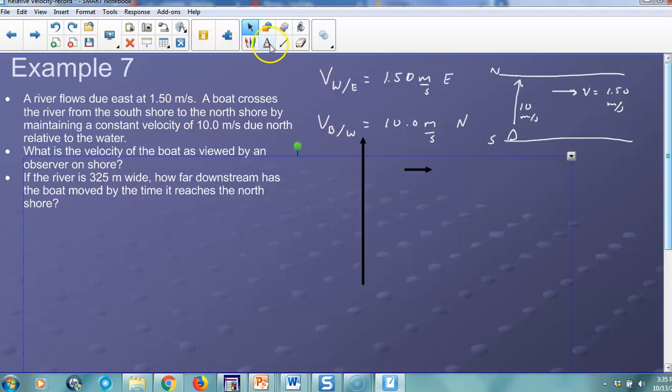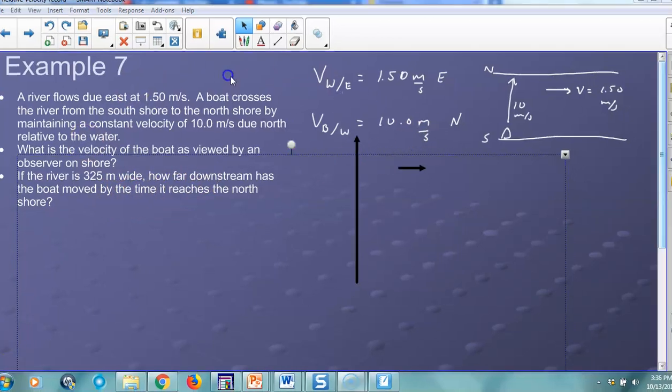All right, so if we're adding these vectors, first of all, we're interested in if the river is 325 kilometers wide, we want to know how far downstream is the boat moved by the time it reaches the north shore. So here's the scenario. We've got a two-dimensional problem. Another problem here, my pen won't start.